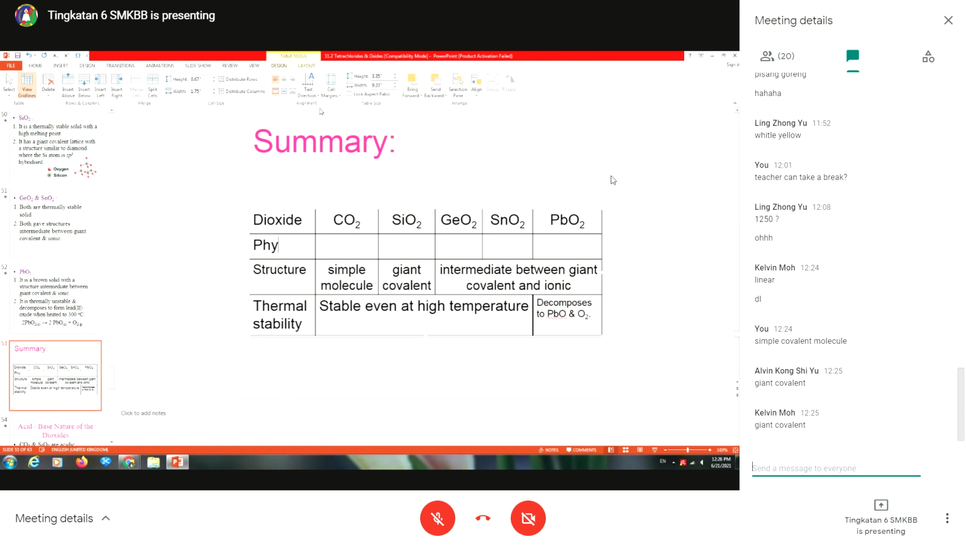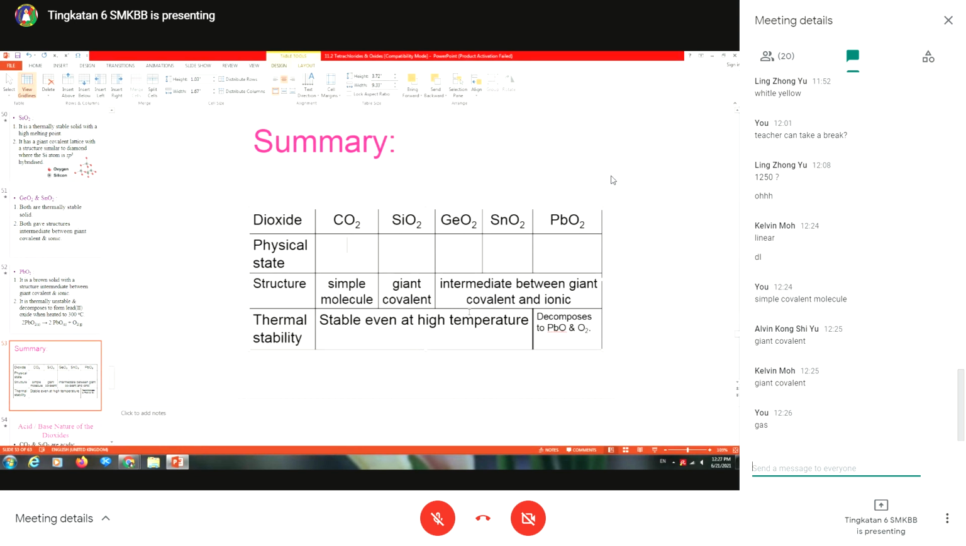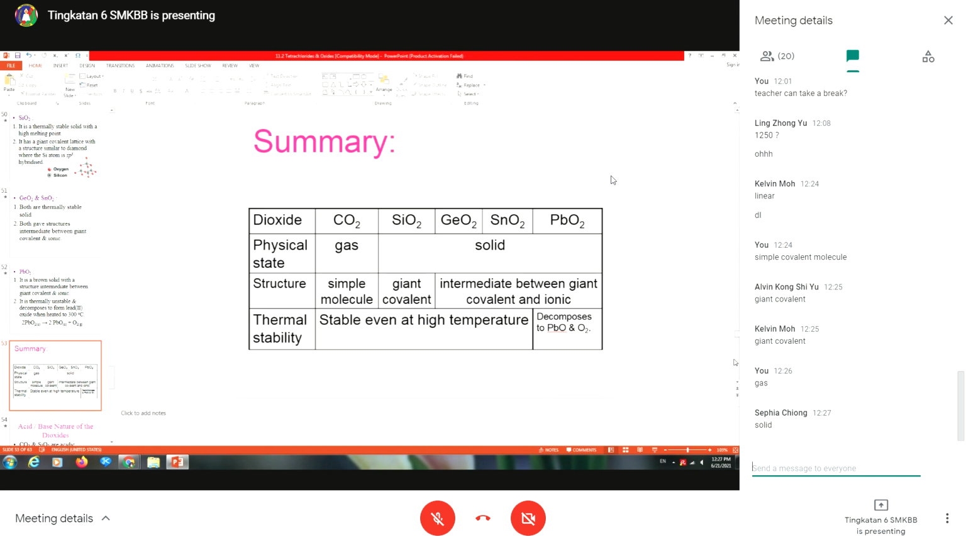Physical state. Of course, physical state means at room condition. CO2, giant covalent, okay, that was your answer just now. Physical state, this one, of course, is gas. SiO2, solid. Good. In fact, I guess all the rest here would be solid at room condition. So briefly, that's the thing you need to know about the dioxides.